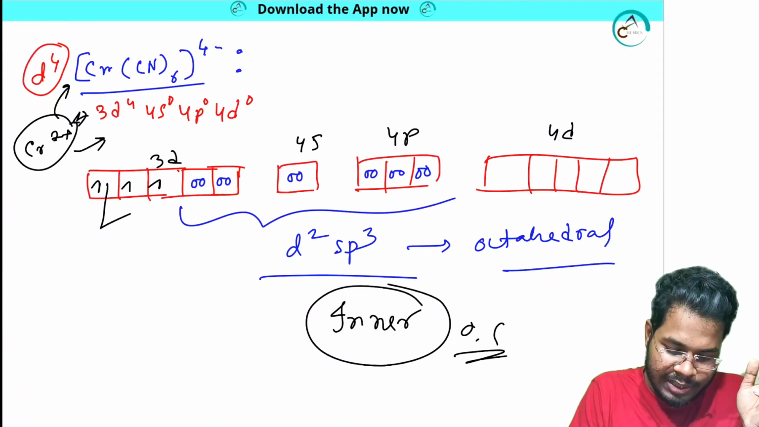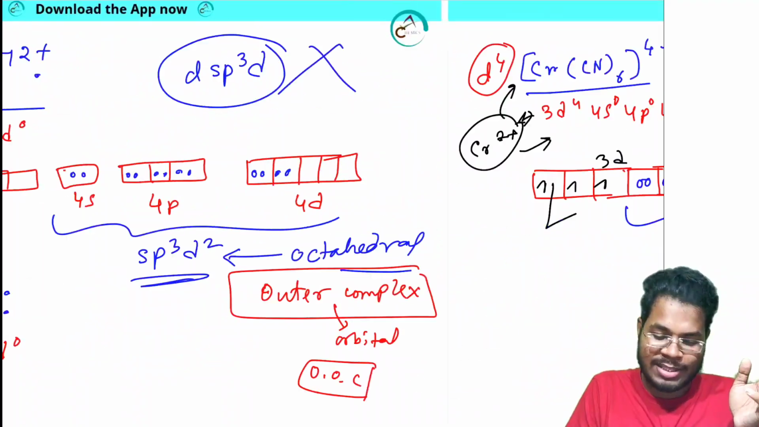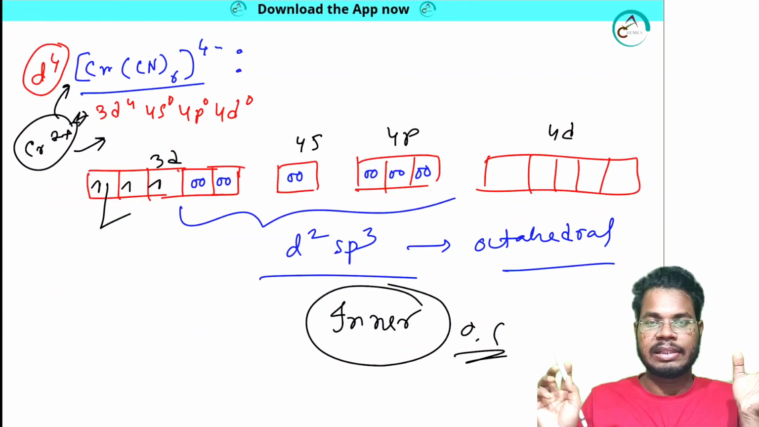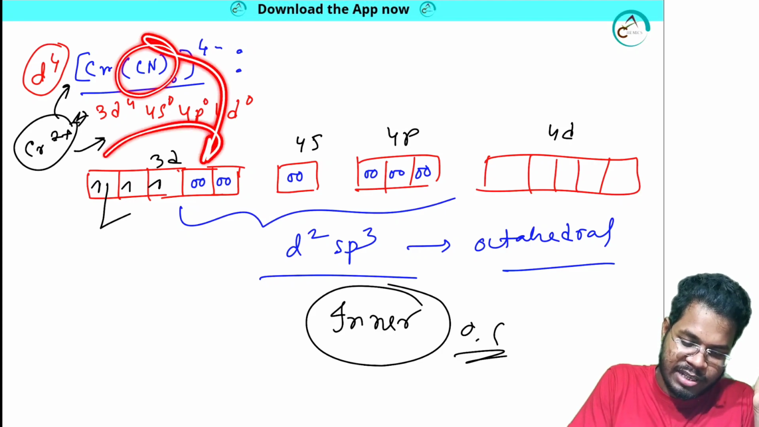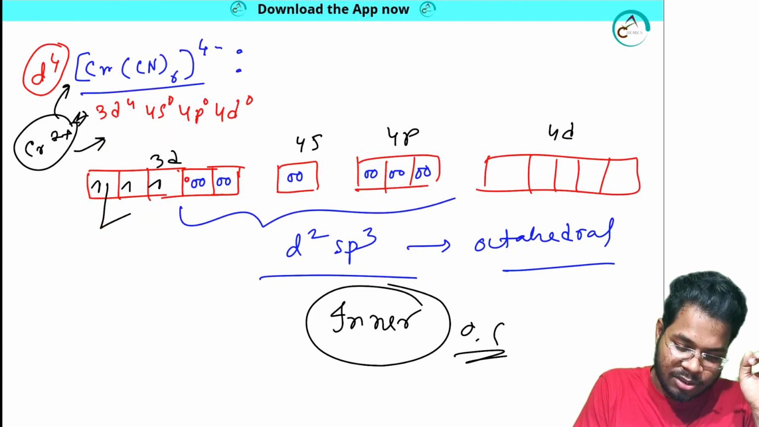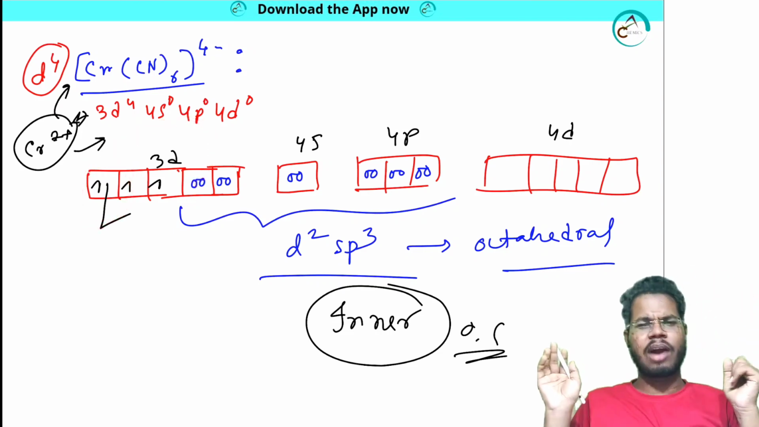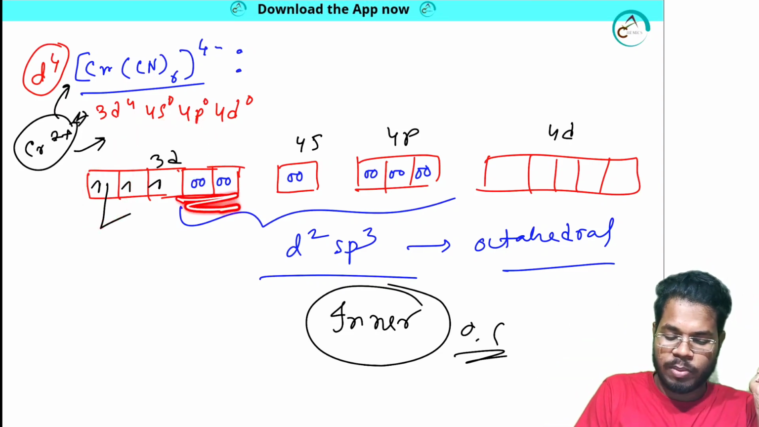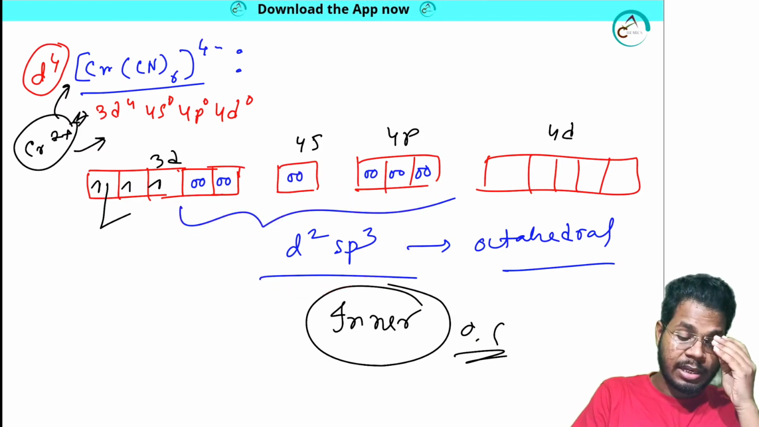How? It will take the electron in the d orbital, like this ligand is forcing the system to accept the electron. It looks like this CN ligand is forcing the 3d system to accept the electron, and this electron will be redistributed or paired up in the first orbital like this, according to Hund's rule. Then two orbitals are available, so now we can form d2sp3 hybridization. So everything depends upon this.